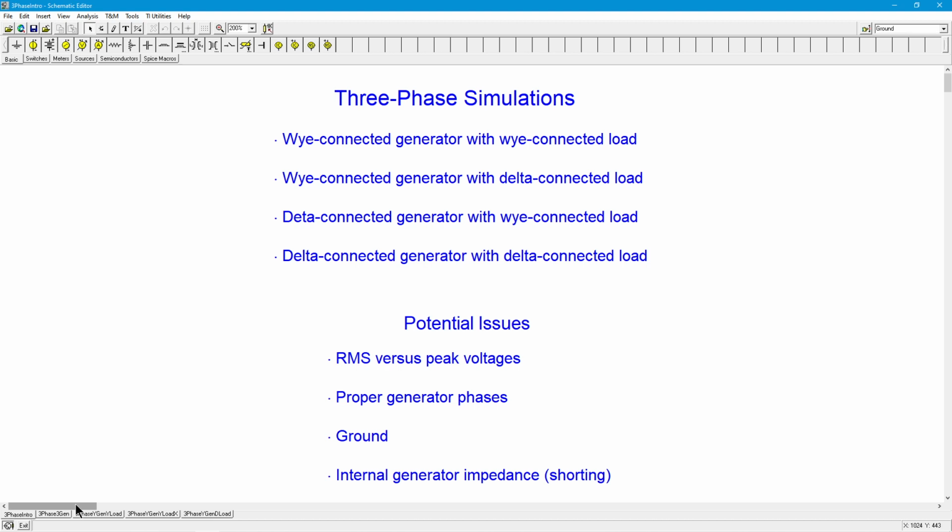So things we have to concern ourselves with as far as the simulator is concerned. Number one, RMS versus peak voltages. Power systems are almost always, well, I should say virtually always, specified in terms of RMS values, right? But some simulators, for example, Tina, likes to set up the generators with peak voltages, and that makes perfect sense for signal sources, right? So that's one thing. The other really big thing is guaranteeing that you have the proper generator phases, right? So we have a normal three-phase system. There's a 120-degree phase shift between the three legs, right?